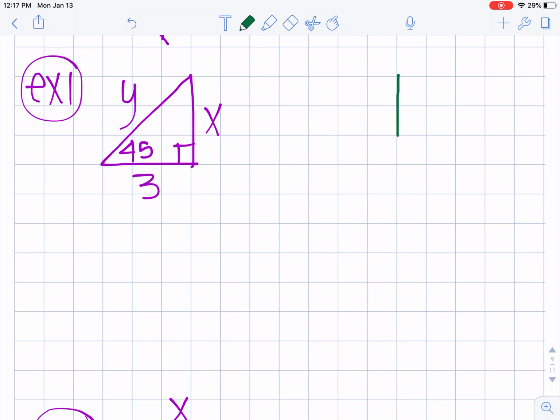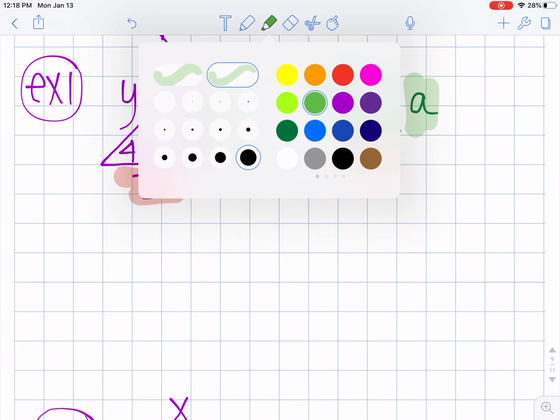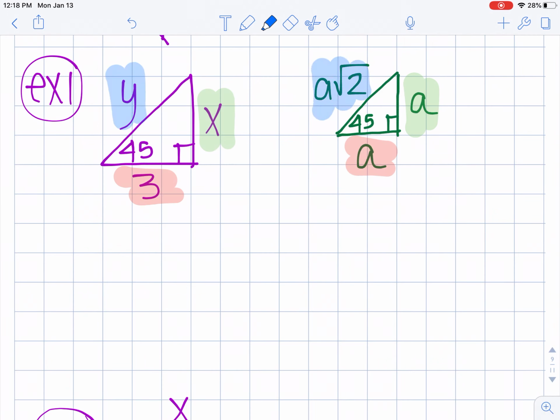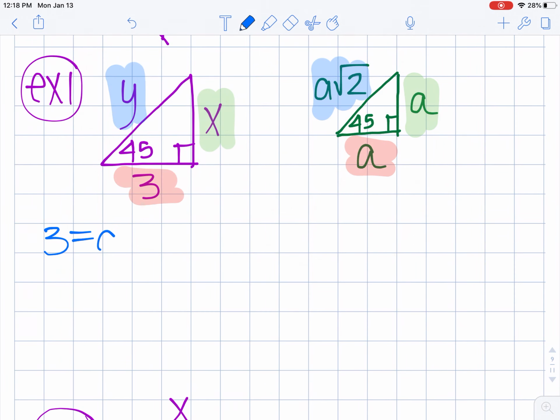Again, like we did before, we're going to draw in our shortcut triangle in the same orientation, and we're going to label it. Across from my 45s, or my two legs of my triangle, are going to have the same measure, a, and the hypotenuse across from the 90 degrees is going to have the side a times the square root of 2. So we match up the things that are the same. 3 matches with a, x matches with a, y matches with a times the square root of 2. We can write down all of our equations.